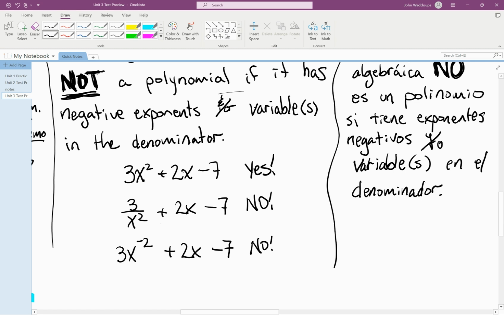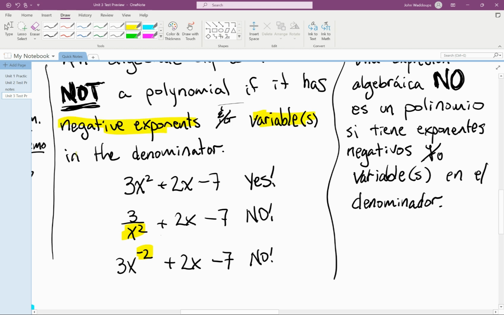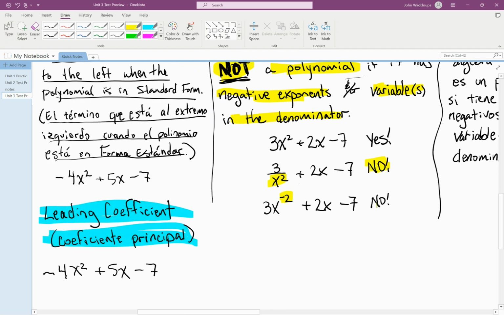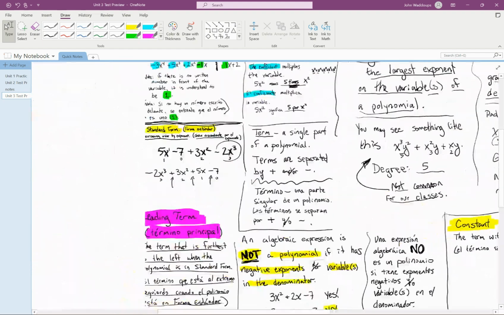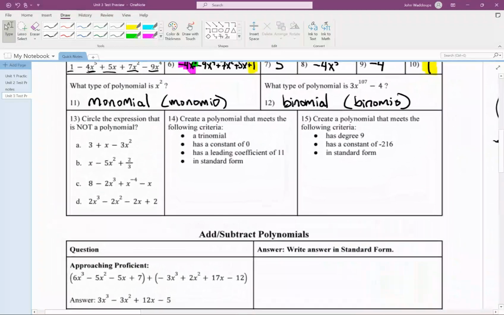So if it has a negative exponent or a variable in the denominator, then it is not a polynomial. So let's go back over here. And it says to circle the expression that is not a polynomial. Well, this one is. This one has a fraction, but it's still a polynomial. The variable's not in the denominator, so this is also yes. This one down here also is a yes. This one, because of this negative 4, is not a polynomial.